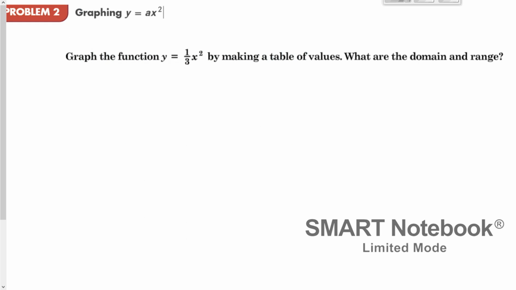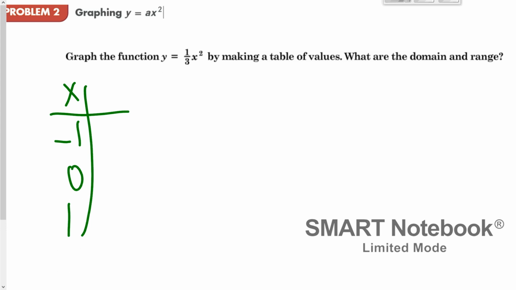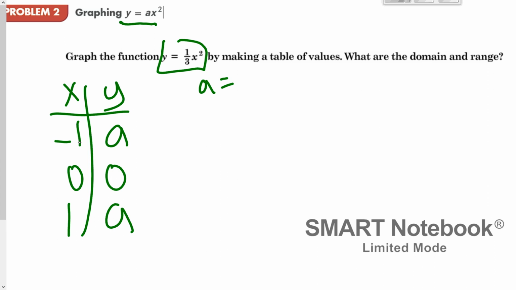Okay, now we're graphing. Like I said, these are the x's that you want to use. They're the easiest, right? And what did I say before? If you use these 3 x's on an equation that looks like y equals ax squared, what's your a? All we have to do is put a here, 0 here, and a here if I use these 3 x's. If I use different x's, then it will be totally different. Okay?